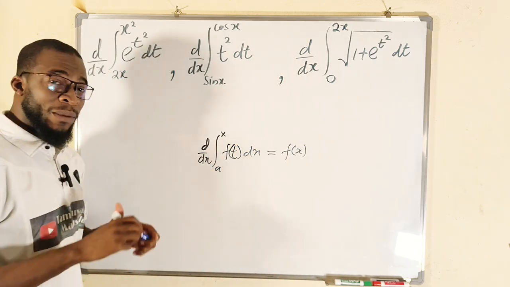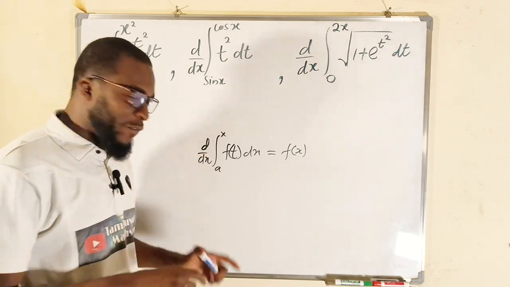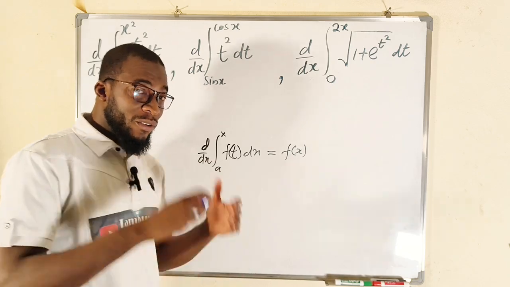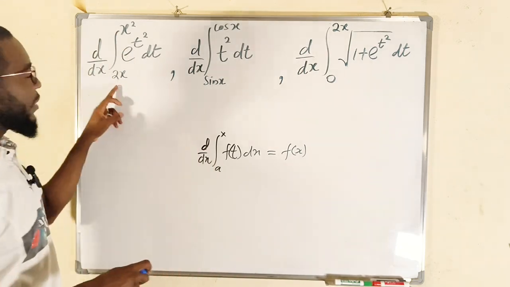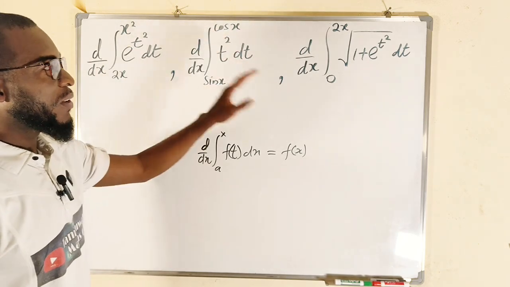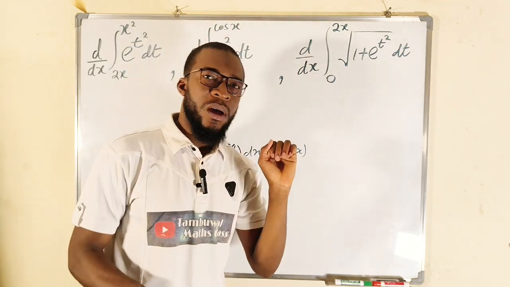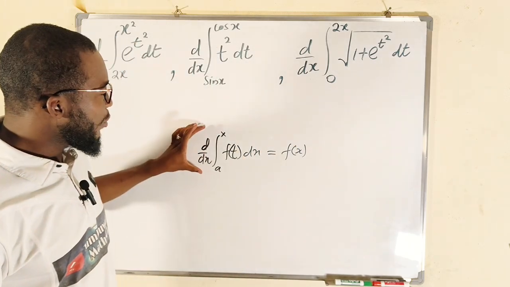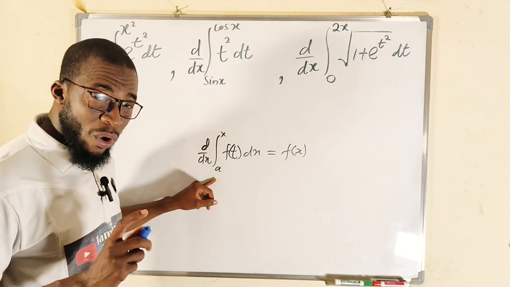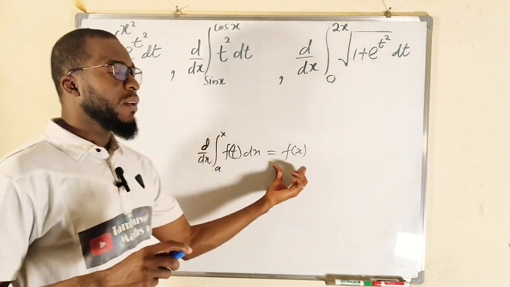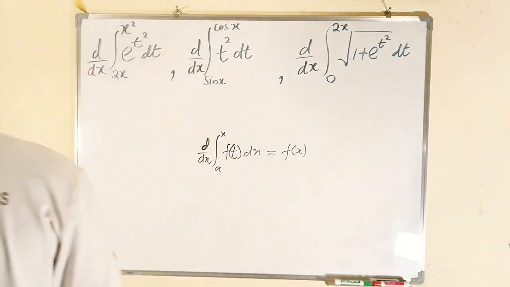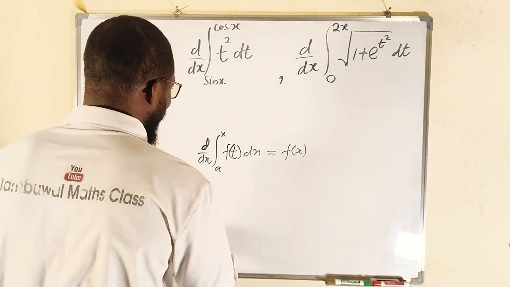What I told you is that sometimes the boundaries might be different from a constant to x. It could be from a certain function to another function. For example, you can see we have from 2x down to x squared, from sine x to cosine x, from 0 to 2x. If you have a problem where you have from a, which is a constant, to only x, you can simply evaluate it to f of x. But in a situation like this, we have to apply the formula I derived yesterday.